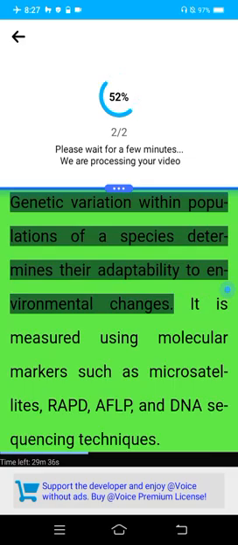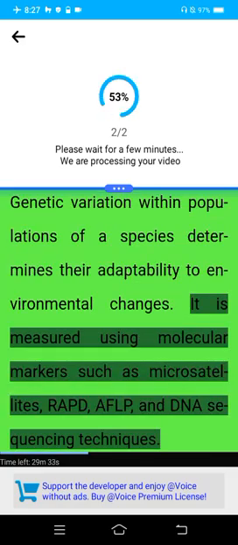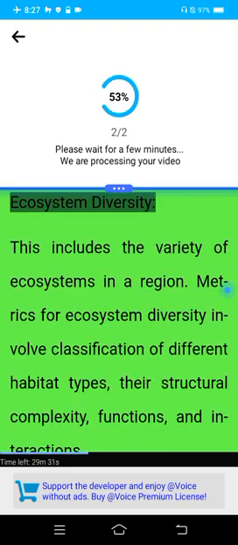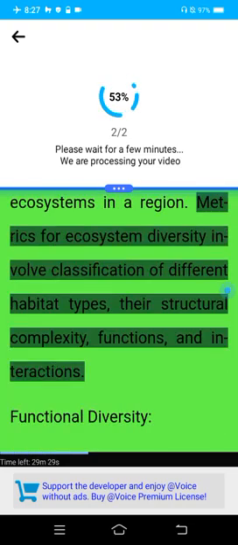Genetic diversity. Genetic variation within populations of a species determines their adaptability to environmental changes. It is measured using molecular markers such as microsatellites, RAPD, AFLP, and DNA sequencing techniques. Ecosystem diversity. This includes the variety of ecosystems in a region. Metrics for ecosystem diversity involve classification of different habitat types, their structural complexity, functions, and interactions.